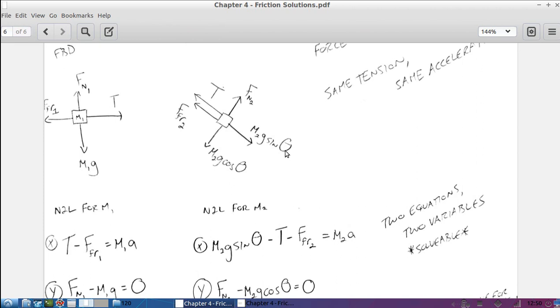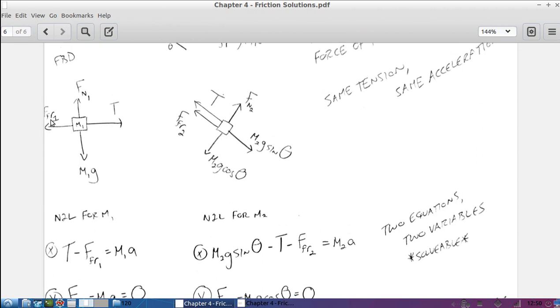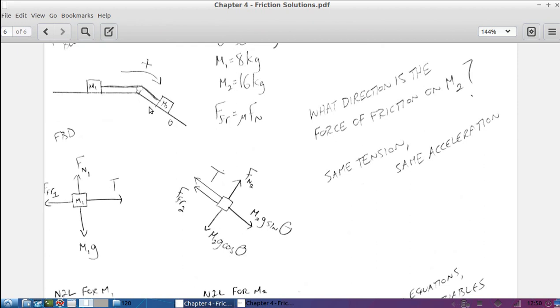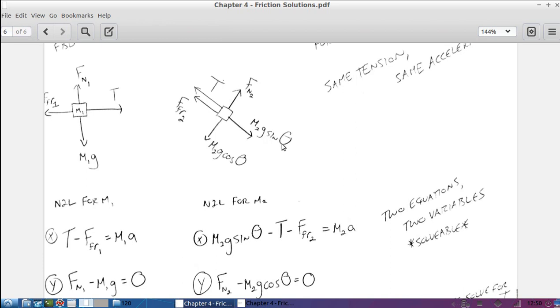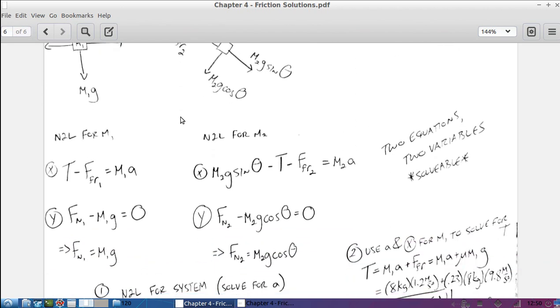What is contributing to the acceleration of the system? m2g sine theta, the friction force on m1, and the friction force on m2. So both these friction forces are outside of the system because they're due to the surface, and the surface is outside of our two block system. So m2g sine theta is a positive force. Friction on 1 and friction on 2 are negative forces.